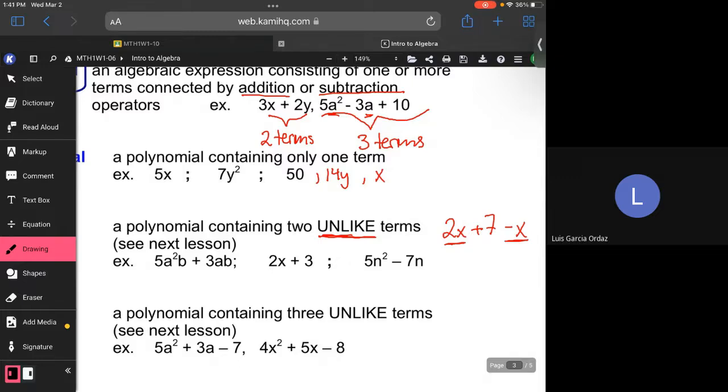So if I were to simplify this, I can rewrite it as 2x minus x plus 7. Think of this as regular addition and subtraction, okay? Because they have x as the like term, we're just looking at the numbers in front of the x's. So we have 2 and a 1. What's 2 minus 1? Just 1. So I get 1x plus 7, and that would be 2 terms.